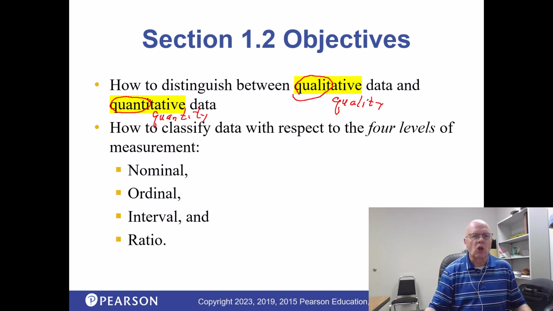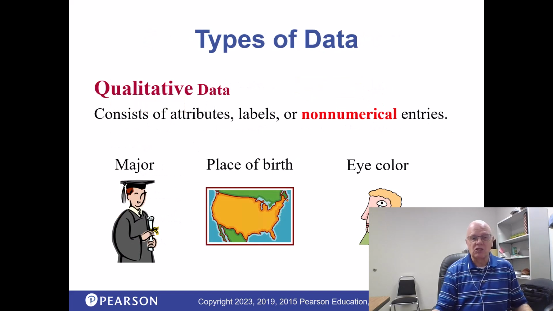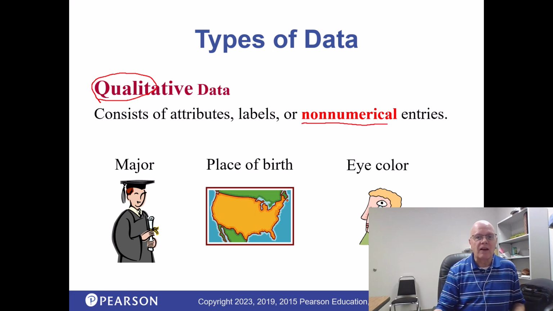So here we are. Qualitative data. Remember, quality doesn't represent a number. It's non-numerical. Like a major, what's your major? Is your major physics, English? What is it? Place of birth? Mine is Johnstown, Pennsylvania, and that's not a number. Eye color? Mine's blue. What's yours? It's not a number, though. I don't have the eye color 6. Do you? No. Quantitative data? No. Notice the difference.